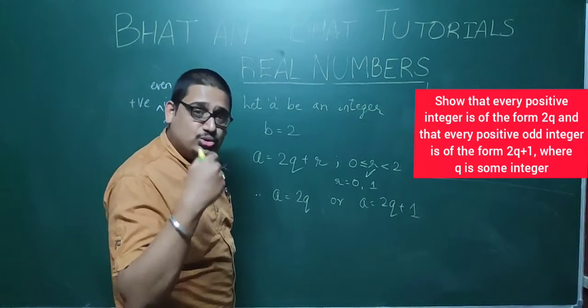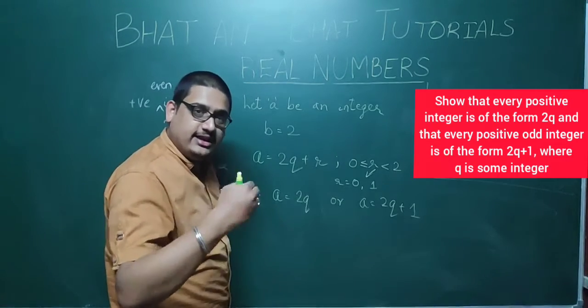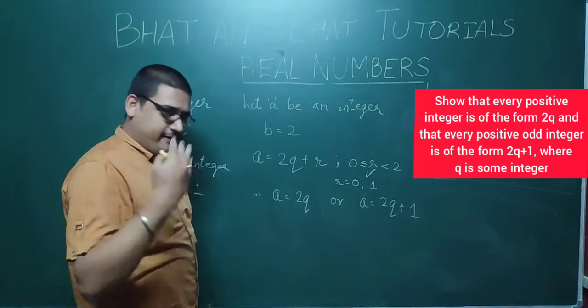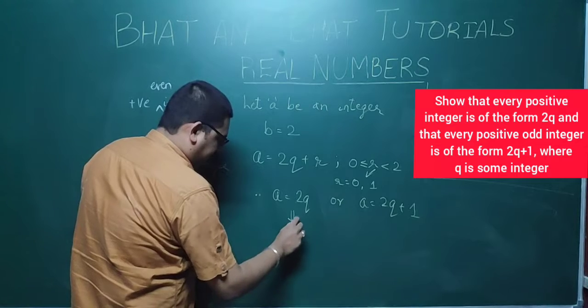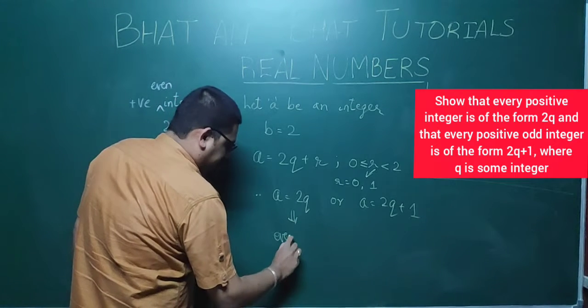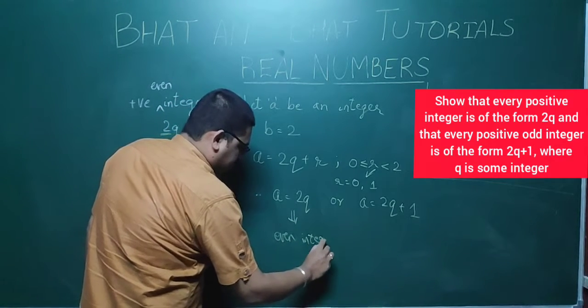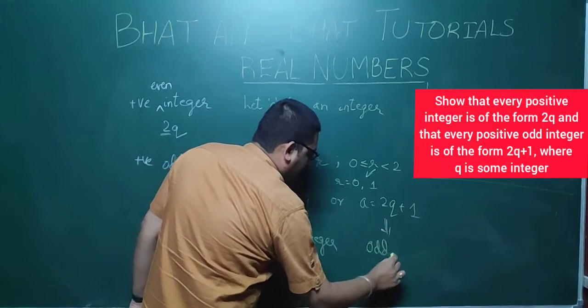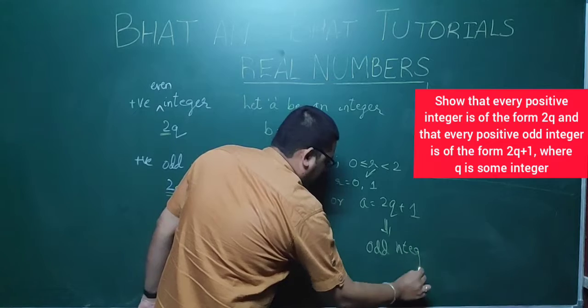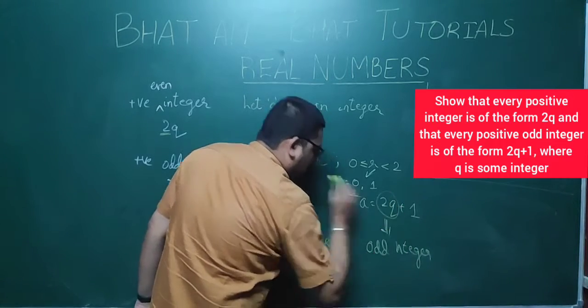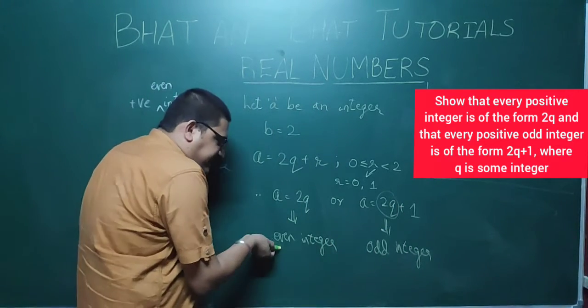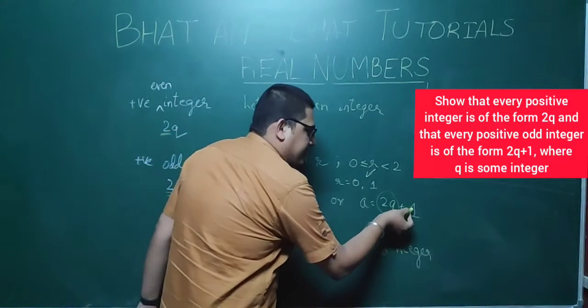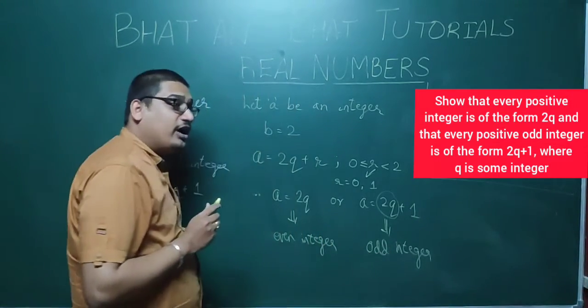2 ones are 2, 2 twos are 4, 2 threes are 6. See, multiples of 2 are even integers. So therefore this represents an even integer. Then what would a equal to 2q plus 1 represent? An odd integer. How do I conclude this? Because this part 2q is nothing but my even integer. To an even integer, if I add 1, it gets converted to an odd integer.